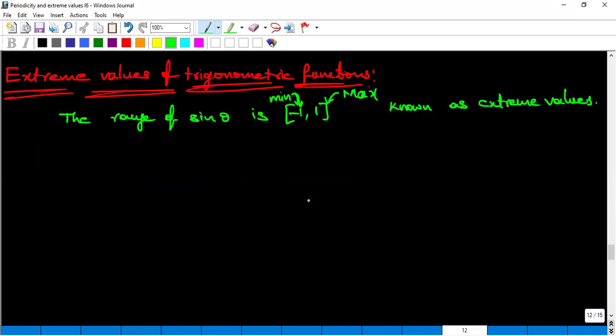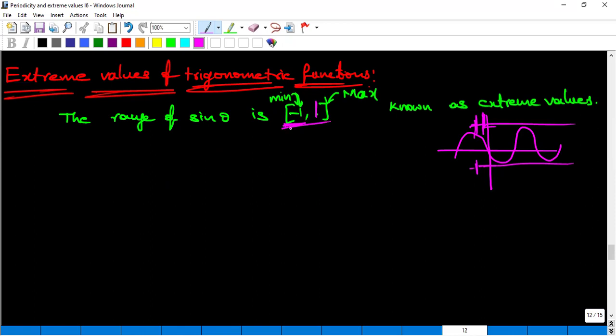Now, how to find extreme values? Try to understand what extreme values are. We have seen the graph of a sine function. It will be like this. This is minus 1. This is plus 1. The sine function will always be between minus 1 and plus 1. That's why we call minus 1 the minimum value and plus 1 the maximum value. So the range of the sine function is minus 1 to 1.